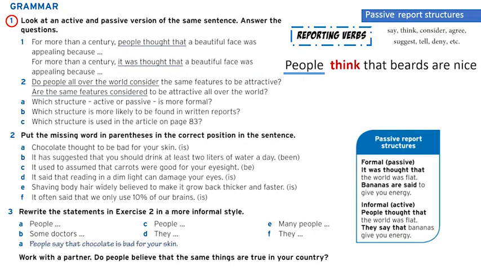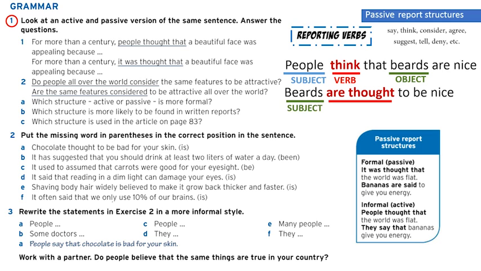Now, we have here an active sentence. People think that beards are nice. Okay, this is an active sentence. How would you say this sentence in passive? You just use the object as the subject, beards, then the verb in the passive form, are thought, and in this case we can omit the subject. So we have beards as the subject, the verb is think, but with the verb be, we are, and the past participle of think, which is thought. In this case, like we're talking about people, it's a very general subject, we can omit it. So beards are thought to be nice.